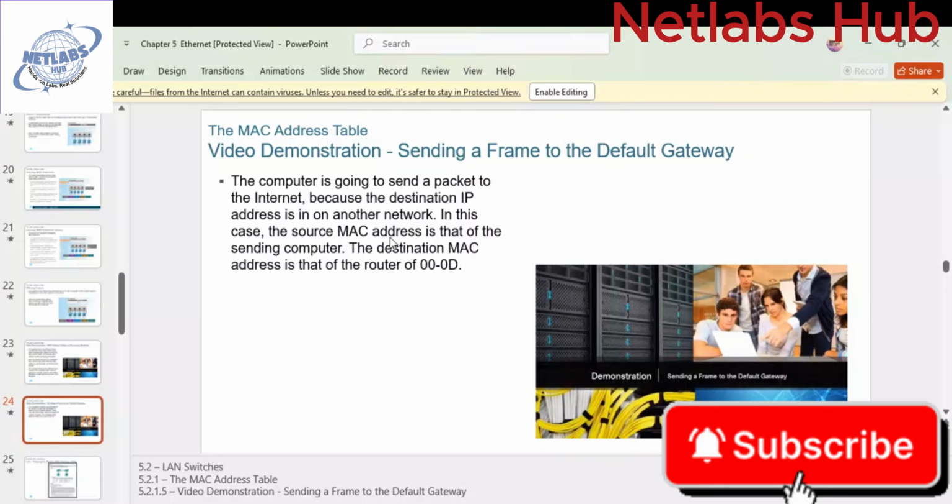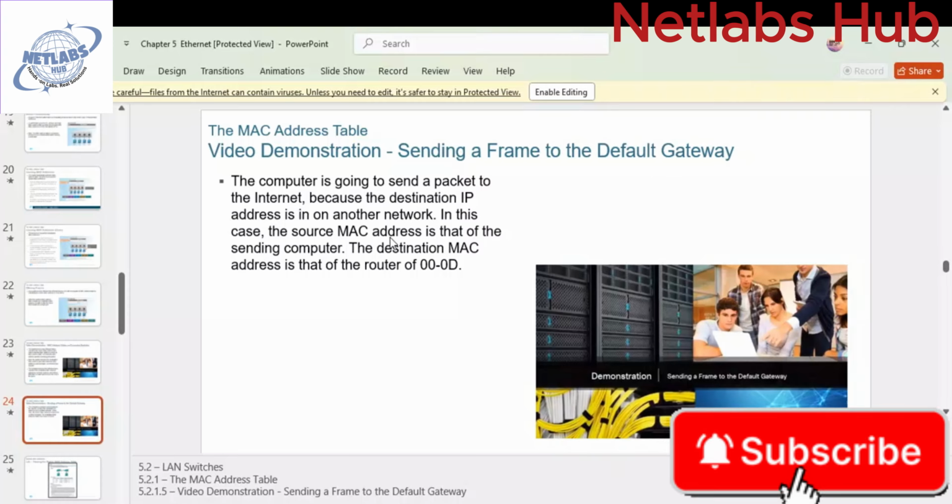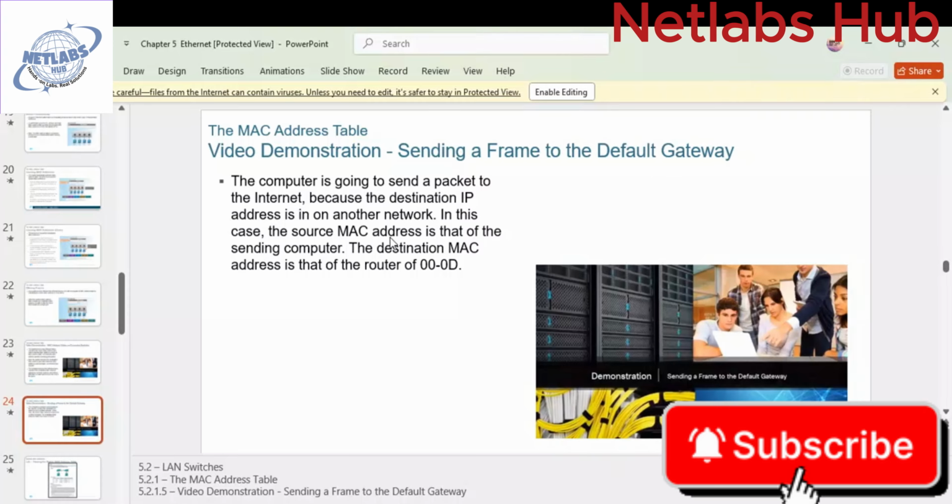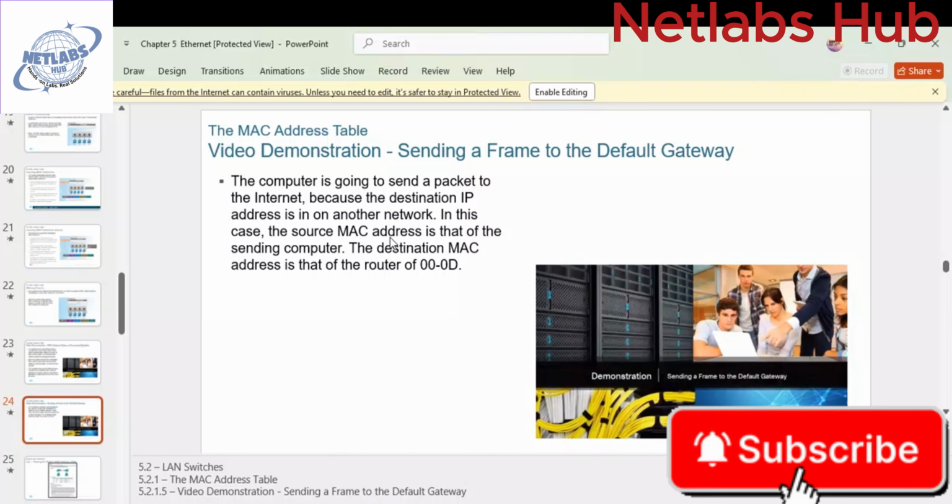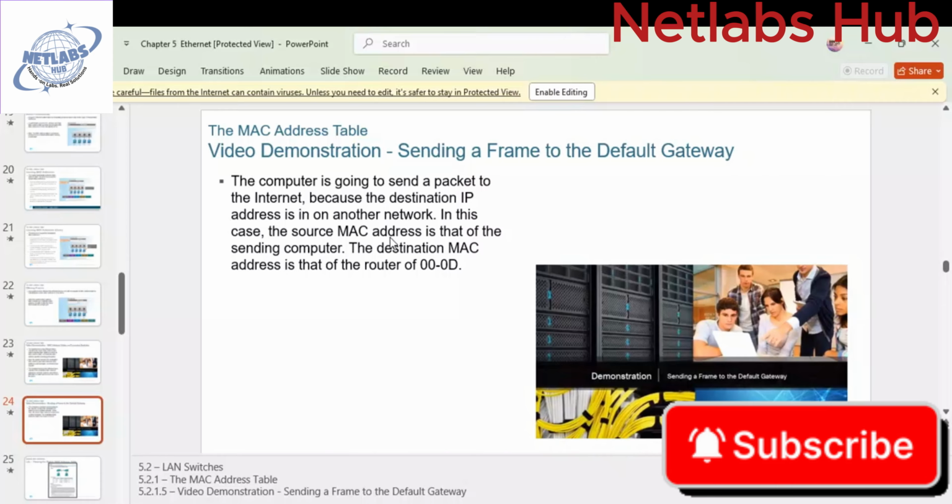So the computer is going to send a packet to the internet because the destination IP address is on another network. In this scenario, for communication to happen with the remote network, we factor in the default gateway. The default gateway is a special type of address that helps one network get connected to the other network.